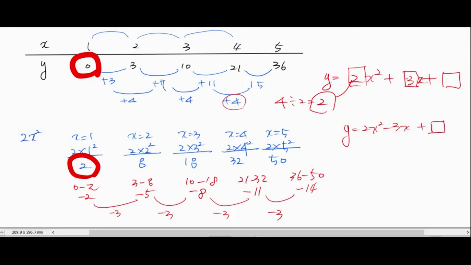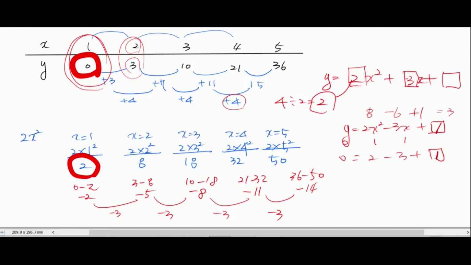And right here, we'll just grab any number right here. I'll choose 1 and 0. x is 1, and the y equals 0. So 2 times 1 squared minus 3 plus something equals 0. Then that something will be 1. And also this is 1. And let's just double check it. x is 2, 2 squared times 2, that will be 8, minus 3 times 2, minus 6, plus 1, and that equals 3. Like this.